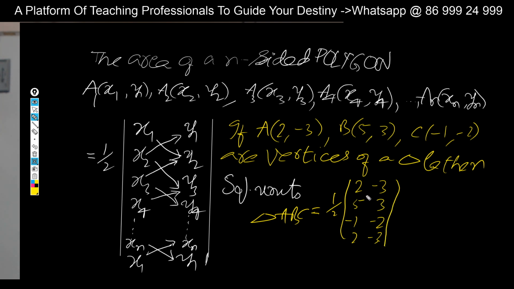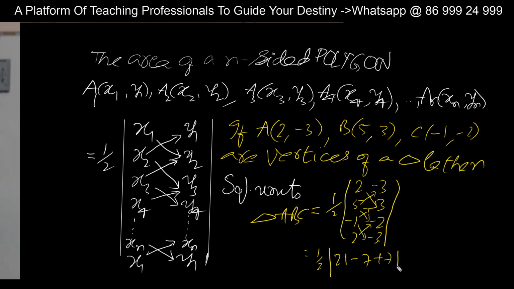Okay, now what is it that I said? Top to bottom plus bottom to top minus. That's what we're doing now. Mind calculation, please. 6 plus 15, 21. Minus 10 plus 3, minus 7. And 3 plus 4, 7. The answer is 21 by 2. It is 10.5 square units.